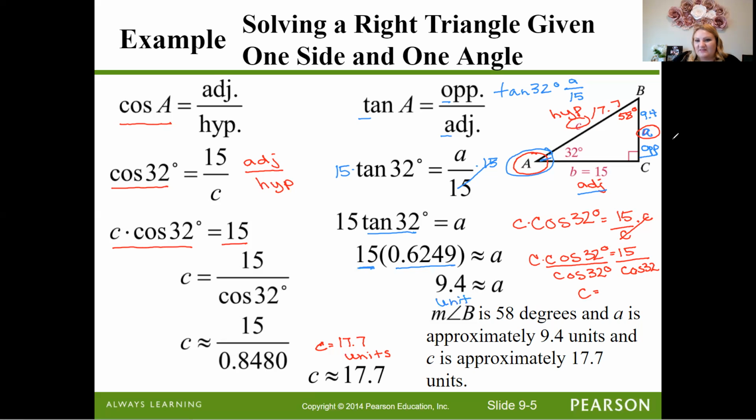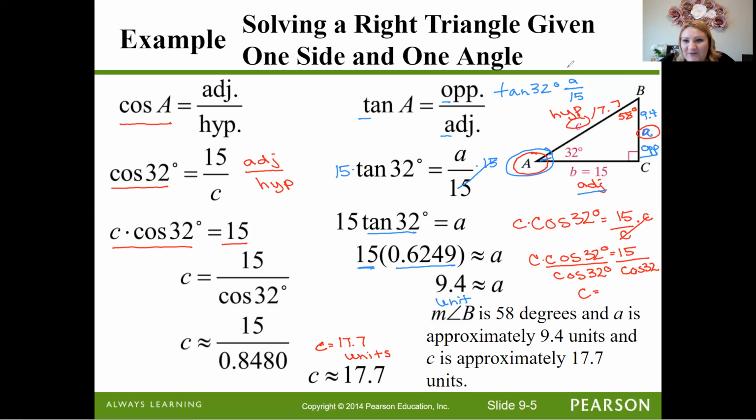So the angle B is 58 degrees. Side length A is approximately 9.4 units. And C is approximately 17.7 units.